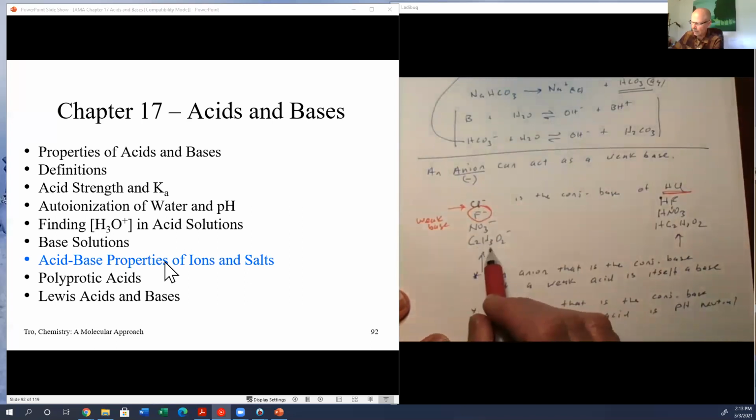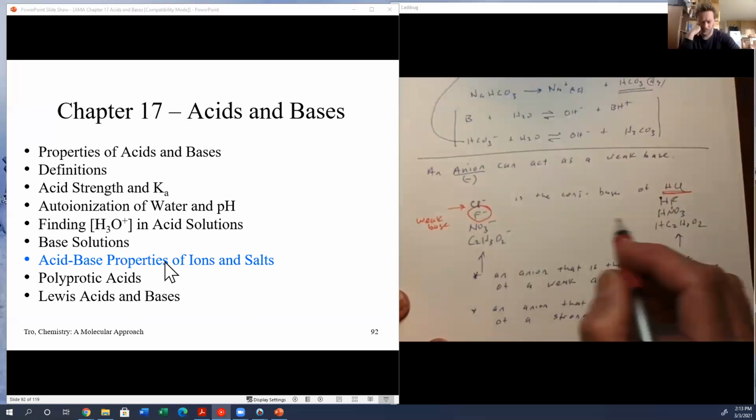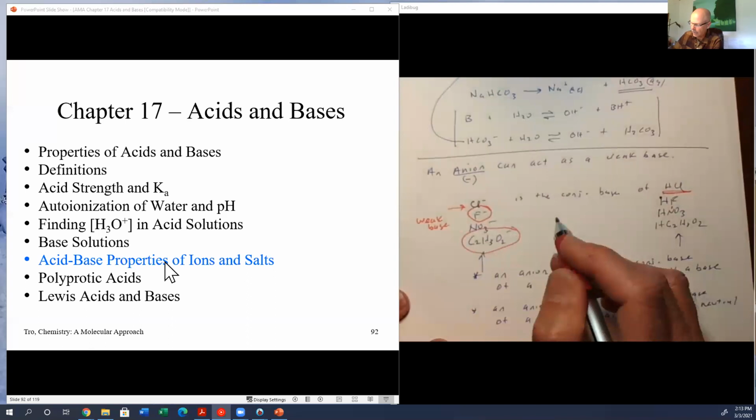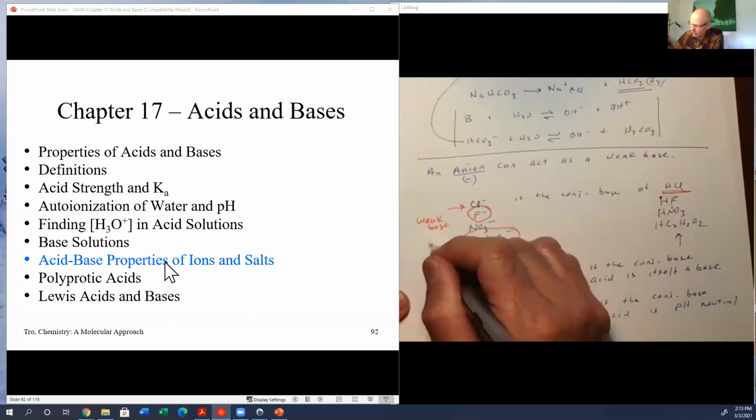C2H3O2 minus, the acetate ion, is the conjugate base of acetic acid, HC2H3O2. HC2H3O2 is what? Weak acid. So the acetate ion is a weak base.